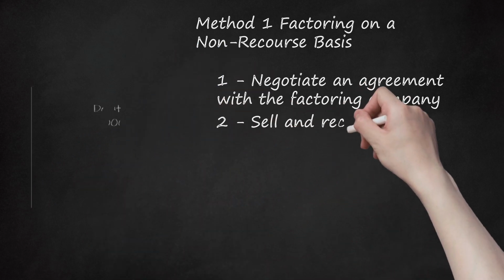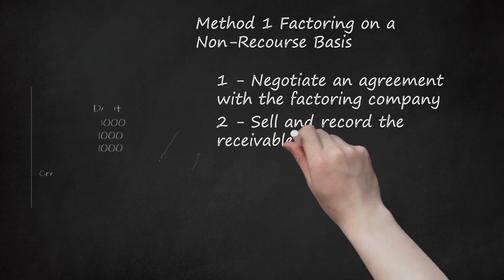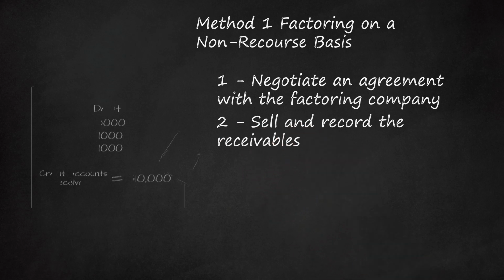2. Sell and record the receivables. After selling your accounts receivable to a factoring company, you will need to record the transaction in the appropriate journal entry. For example, imagine you sell $10,000 worth of receivables to a factoring company that offers you an 80% cash advance and charges a 10% fee.